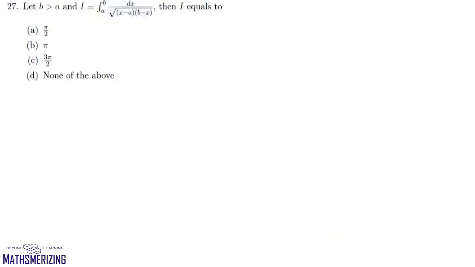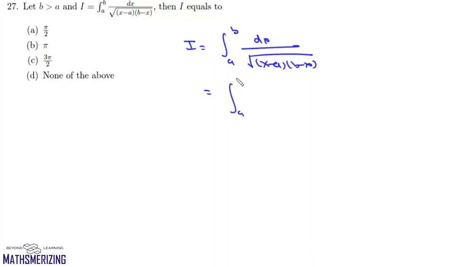Now question number 27 is, if I is the integral from a to b of dx upon under root of (x minus a) into (b minus x), we have to find the value of this I. Now we can write this as the integral from a to b dx, and here will be under root of minus ab plus (a plus b)x and then minus x square.